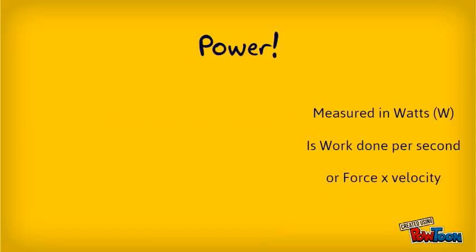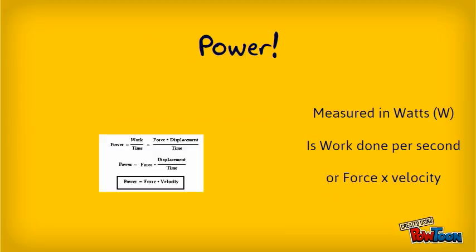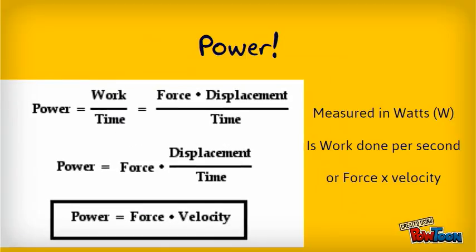On to power. And power is a measure of the work done per second. It's measured in watts, and we see the equations for this on the left hand side. So power is equal to work divided by time, and since work is equal to force multiplied by the displacement or the distance, then power must be equal to the force multiplied by the displacement or the distance over time. But what is displacement over time? Well, displacement or distance over time is velocity. So power must also be equal to force multiplied by velocity.